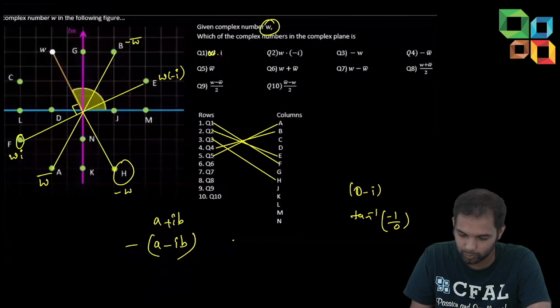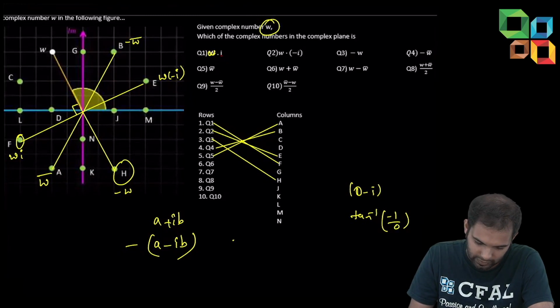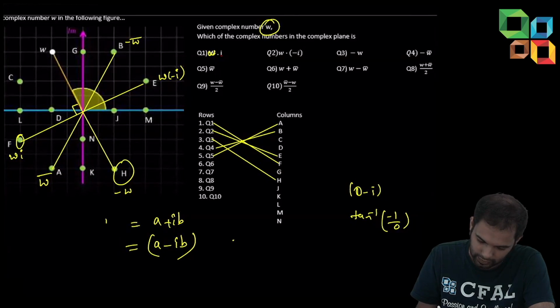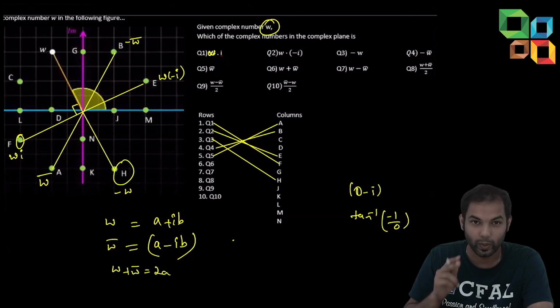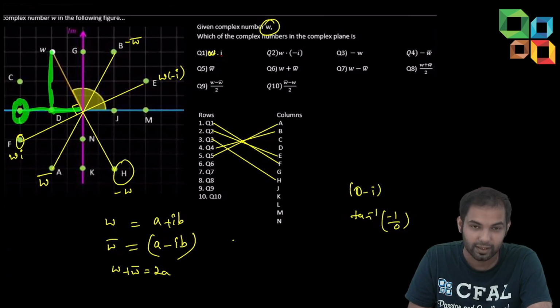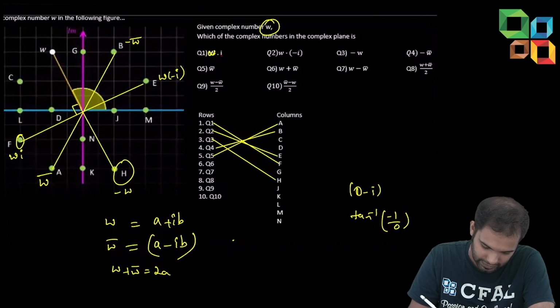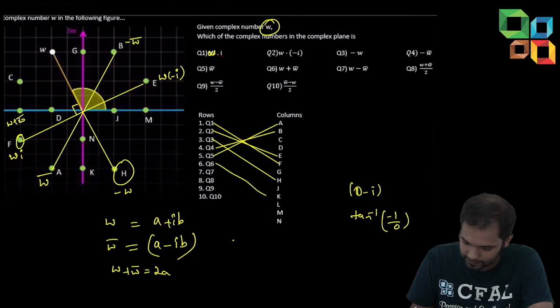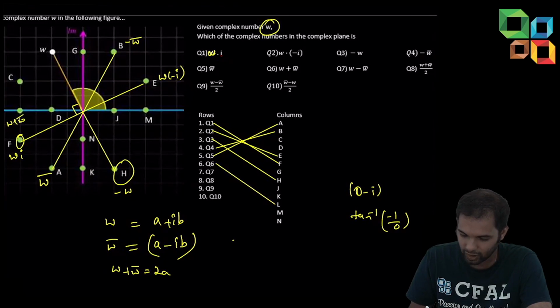Sixth one, W plus W bar. So what we are trying to do here, let us see if this is W. Let me write it down. This is W and this is W bar. So if I add, what do I get? W plus W bar. I'm going to get twice the real part. So what is the real part of this? Isn't this the real part? This length up to D is the real part. But I need twice, so it should go up to L. So this will be our L. So whatever L is, this is nothing but W plus W bar. The sixth one is L. And you would have guessed the logic.